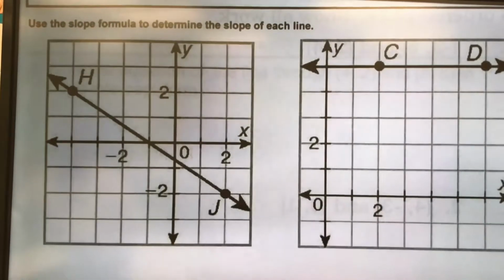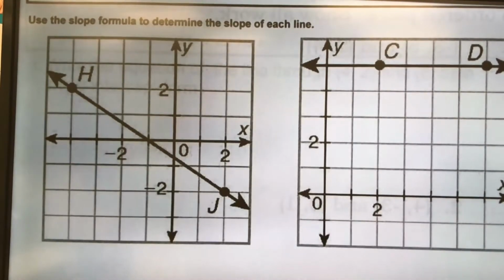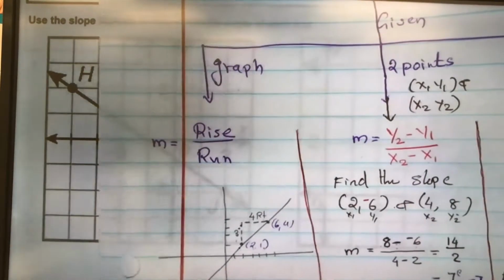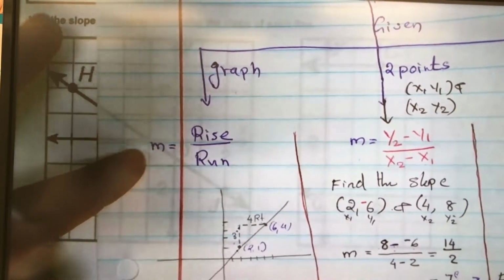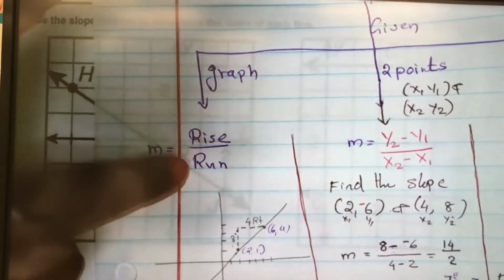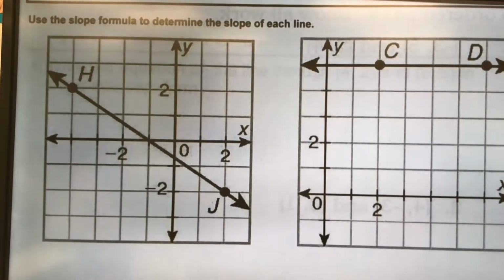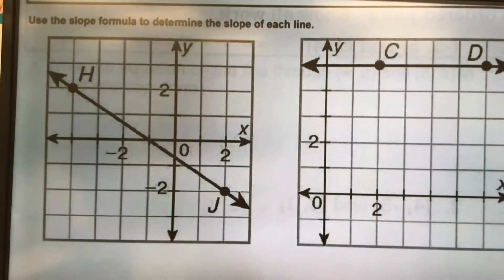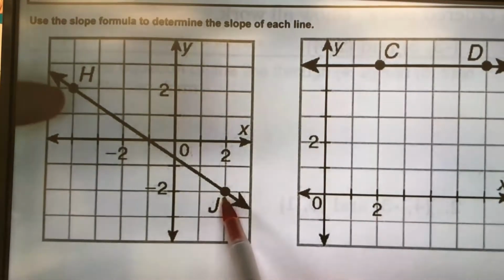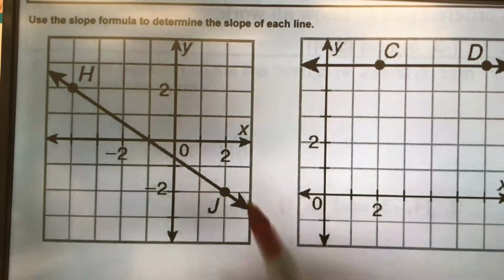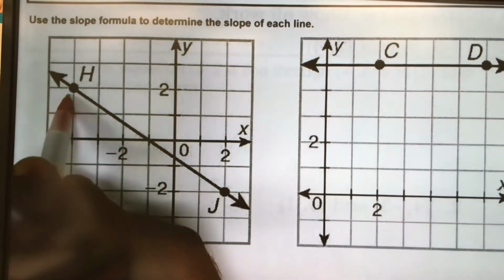I have a graph, and I need to identify the slope of that graph. In the previous notes, I mentioned that to find the slope from a graph, we use rise over run. For that, we identify 2 points on the graph. I can choose any 2 points. Here I have already been given 2 points. If you don't want to use those, choose one of these points, and let me choose 8.